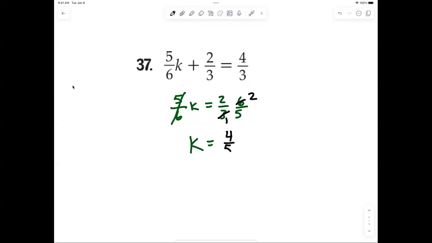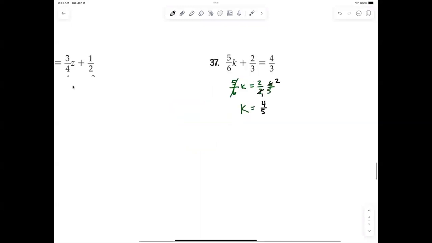4/5. If you don't know that, I can't do anything for you. You got to put your hand up in the air and say, go slow down a little bit, please. Everybody has to be able to do fractions. Anybody have any problems with 37? All right, here we go.